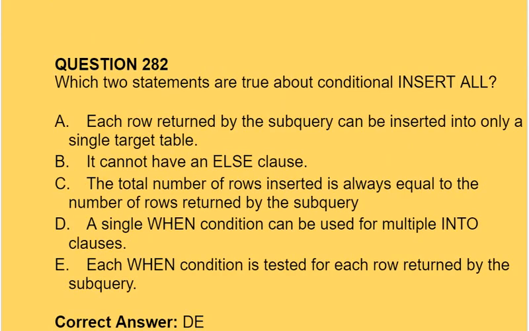Question: which two statements are true about conditional INSERT ALL? Option A: each row returned by the subquery can be inserted into only a single target table. Option B: it cannot have an ELSE clause. Option C: the total number of rows inserted is always equal to the number of rows returned by the subquery. Option D: a single WHEN condition can be used for multiple INTO clauses. Option E: each WHEN condition is tested for each row returned by the subquery. Correct answer is option D and option E.